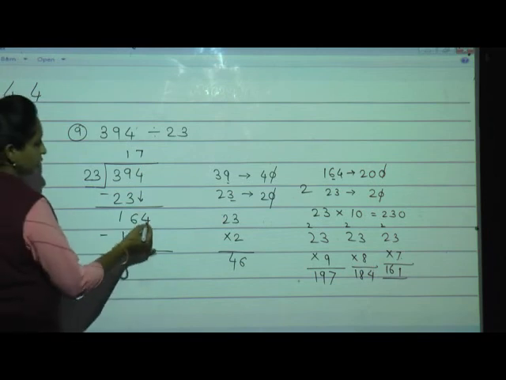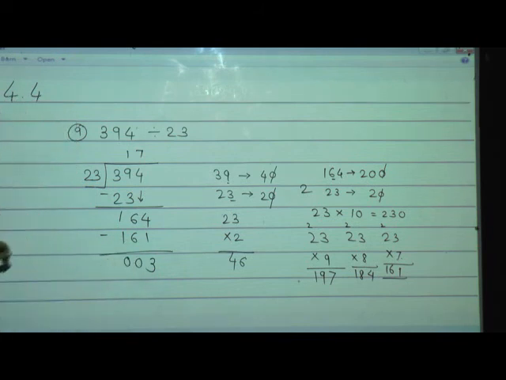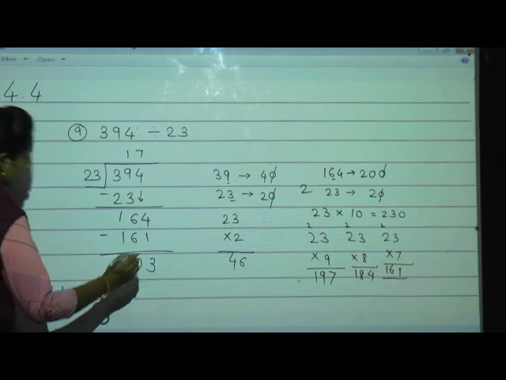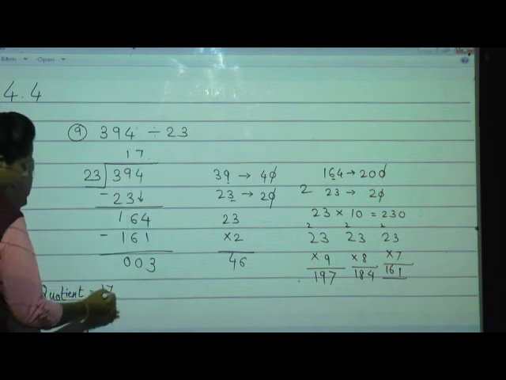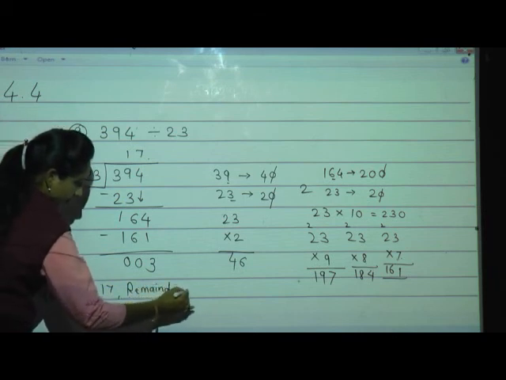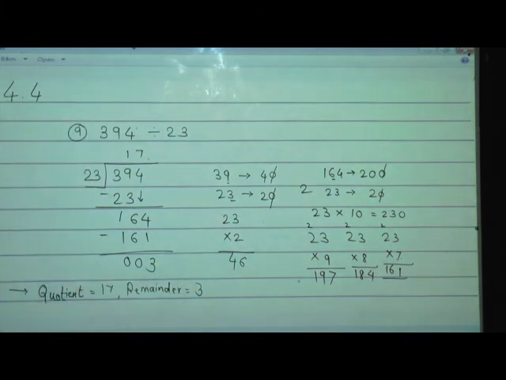Now we will do the subtraction. 4 minus 1 is 3, 6 minus 6 is 0, 1 minus 1 is 0. So what is the answer here? What is the quotient? Write properly, quotient is equal to 17. And what is the remainder? See, what remained? 3, isn't it? Understood? In this way you can solve this sum quickly. Now I will solve one more sum for you.